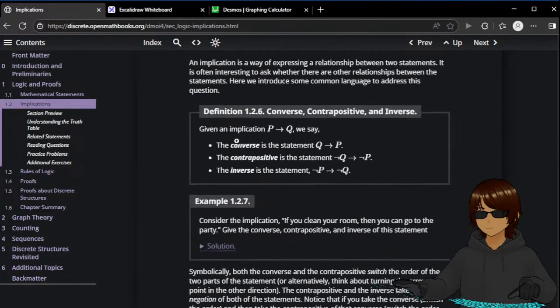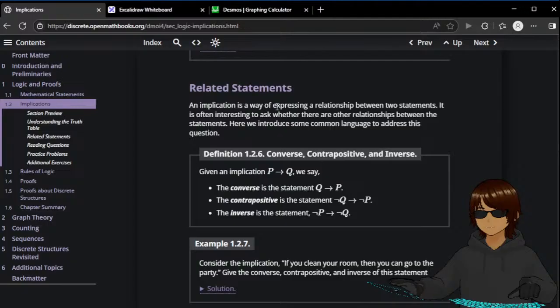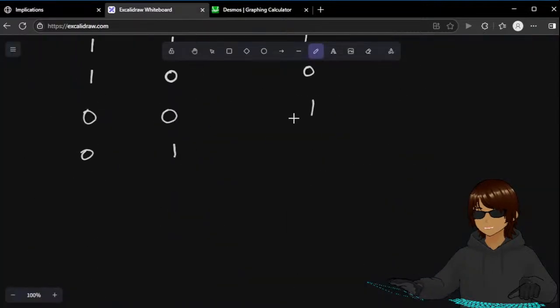So an implication is a way of expressing a relationship between two statements. It is often interesting to ask whether there are other relationships between the statements. Here, we introduce some common language to address this question. Given an implication, P implies Q, we say the converse is the statement Q implies P. So we have P implies Q, and the converse.